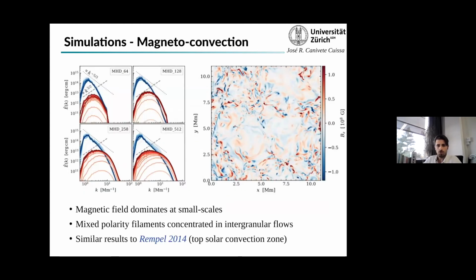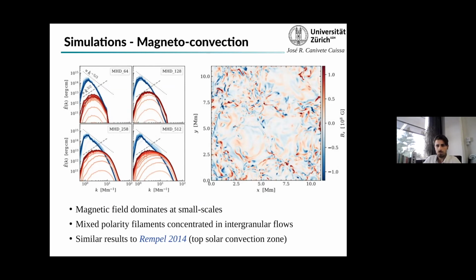Here on the left, I'm showing you again power spectra. In red the magnetic energy, and in blue kinetic energy for the simulations. Again, you see the magnetic energy growing up, and you see at the end of the simulation that there is a turnover scale where the magnetic field starts to dominate.